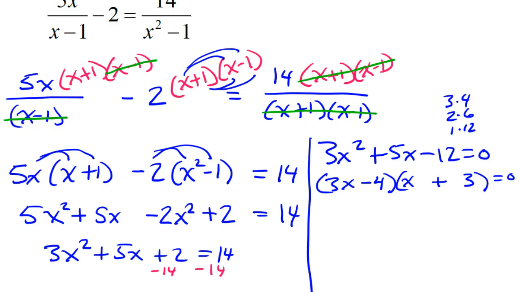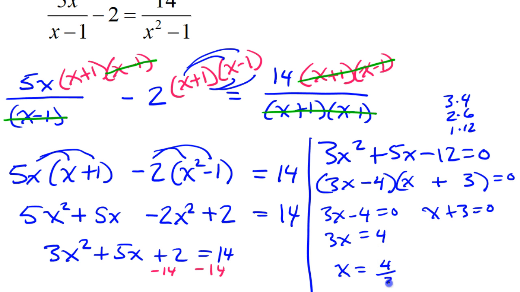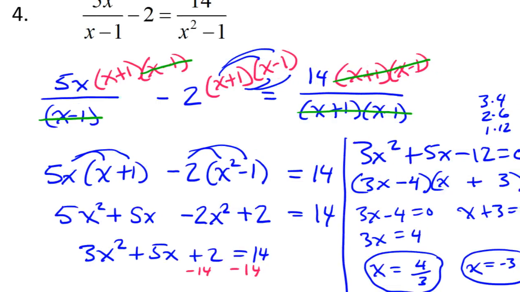Now to find the solutions, I will set 3x minus 4 equal to 0, and I will set x plus 3 equal to 0. This gives me 3x equals 4, and x is equal to 4 over 3. So that's one solution. And this one gives me x equals negative 3. So these are the two solutions for problem number 4.